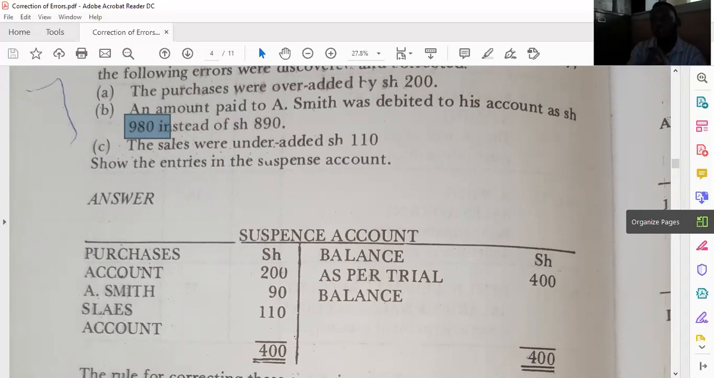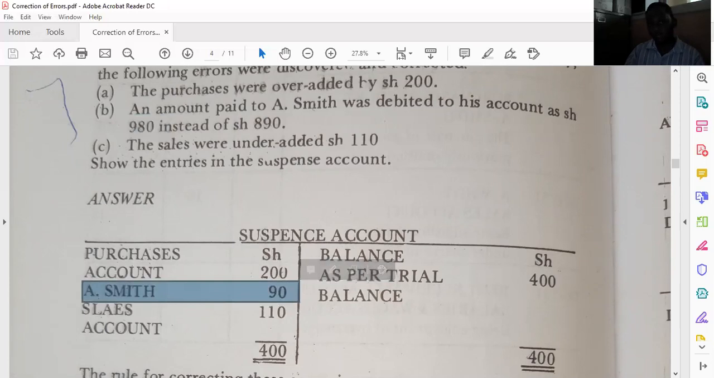So to correct for this, we need to reverse the over-debiting in A. Smith's account by crediting. Therefore, you credit the difference of 90 shillings in A. Smith's account, and to fulfill the rules of double entry, we debit the suspense account with 90 shillings, as you can see here. So we've debited the suspense account with 90 shillings.